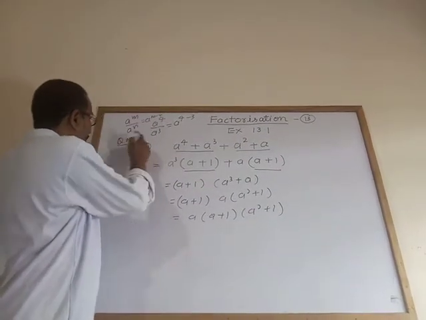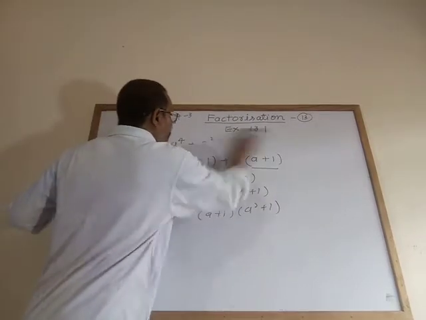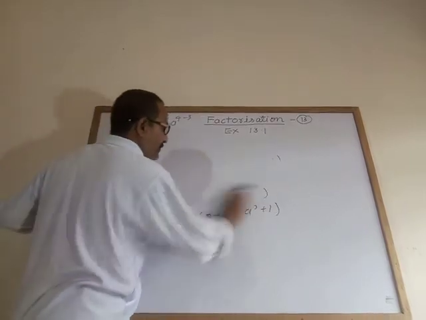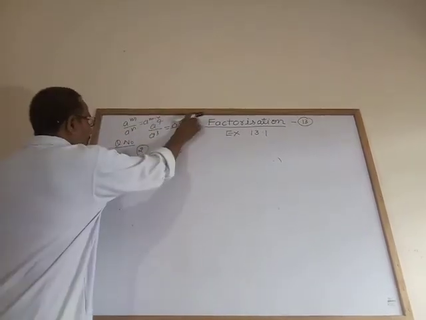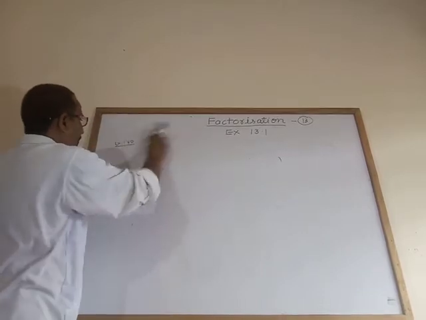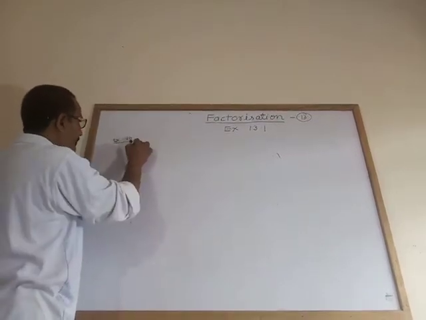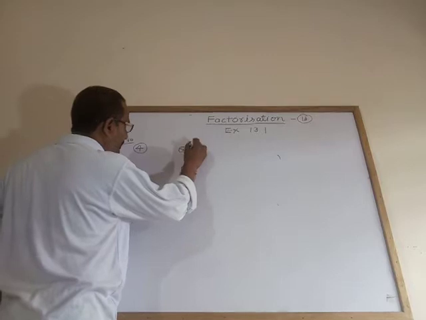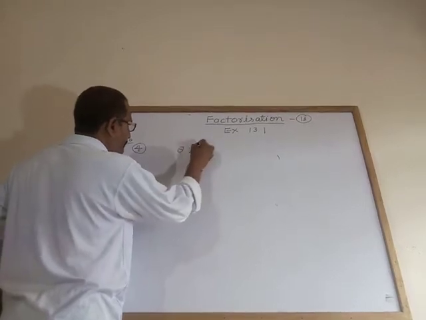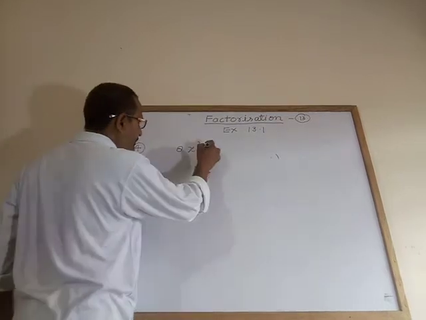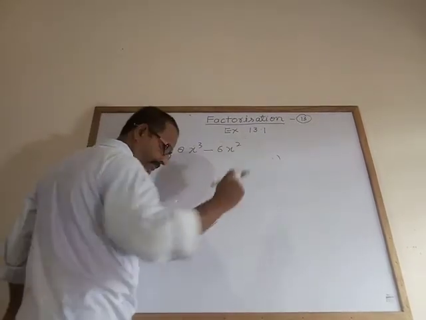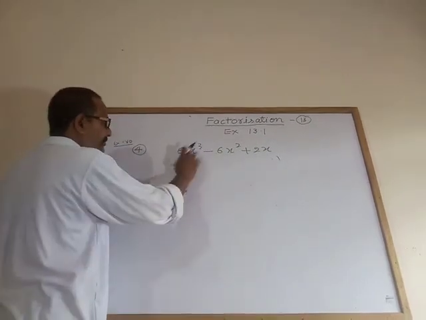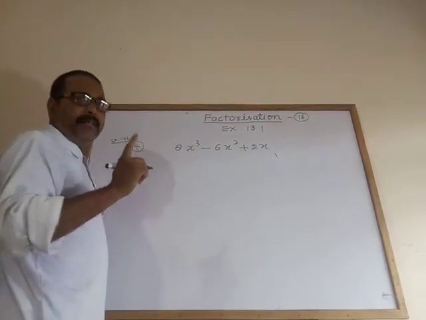Question number second. Now I am going to explain the even number questions, and the odd number questions you have to do. Now second, third, after third, question number 4. After third, question number 4 is given: 8x cube minus 6x square plus 2x. See that this is factorization by common factors.